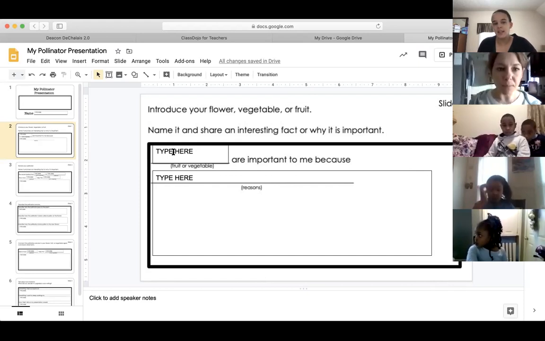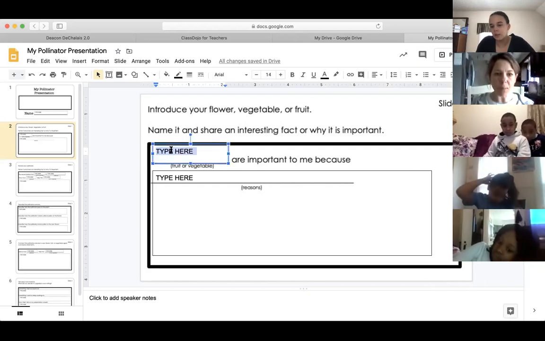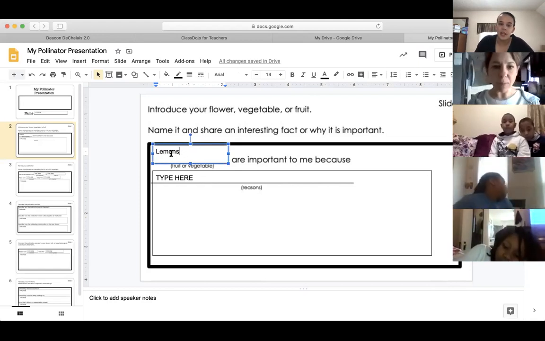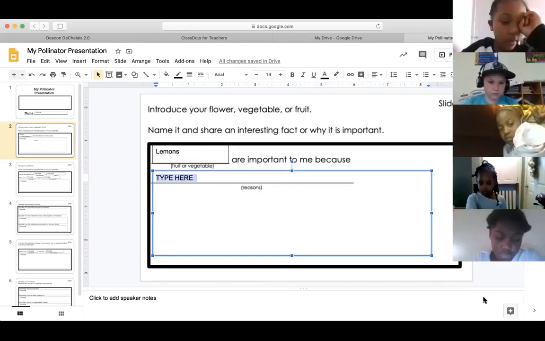Okay, so you're going to fill in the blanks here. Wherever it says type here is something that you need to fill in. So put your fruit or your vegetable here. Jamie seems really interested in lemons, so Jamie will type lemons. And it'll say lemons are important to me because... Jamie, why are lemons important?